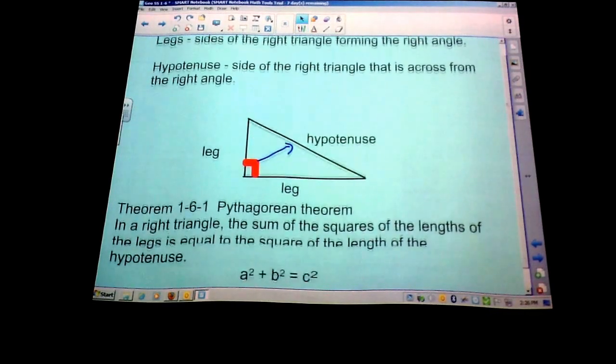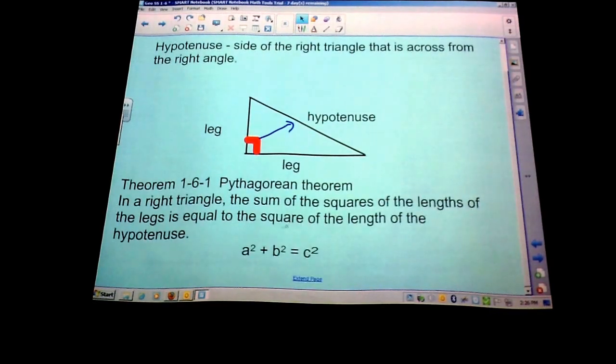Well, the Pythagorean theorem tells us if we take the sum of the 2 legs squared and add them together, that's going to equal the hypotenuse squared. So you've probably seen a squared plus b squared equals c squared before.